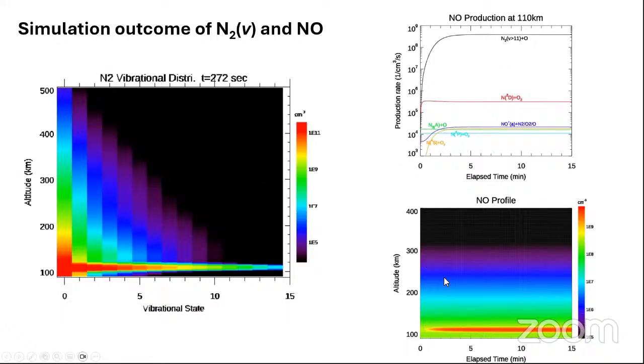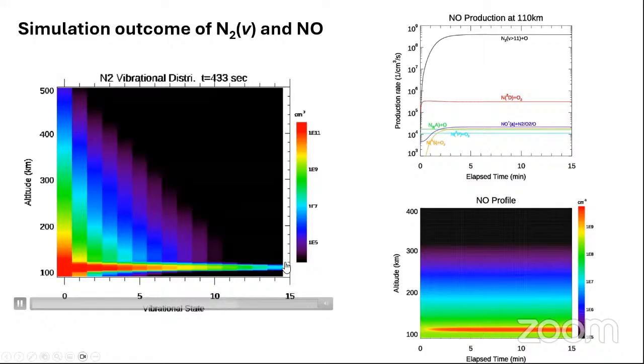And we confirm that the nitric oxide density can reach a high level of up to several 10 to the power of 9 per cubic centimeter due to the highly vibrationally excited nitrogens and the strong flow and aurora conditions.